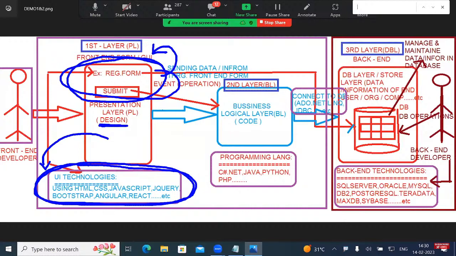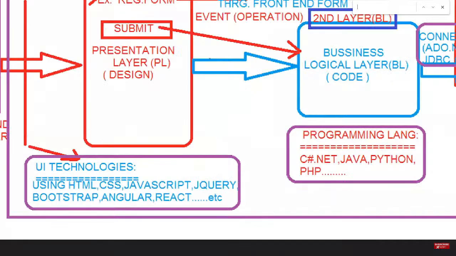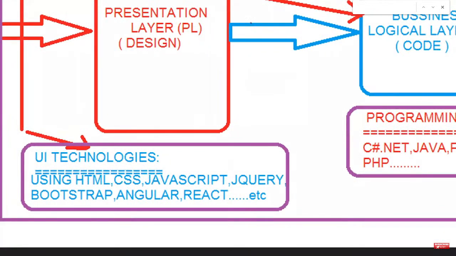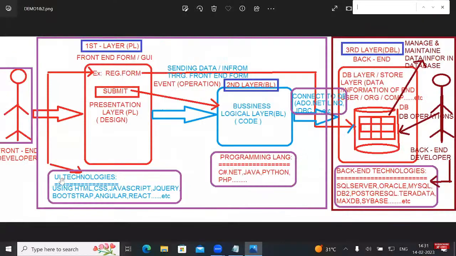In these courses, they will teach you HTML, CSS, JavaScript, jQuery, AngularJS, React.js, yes or no. There are different types of UI technologies in the market, and by using these technologies you will be designing one presentation layer, and this layer is completely about interacting with text boxes, button controls, label controls, drop down list controls, check boxes. With the help of all these controls, we are going to design one form.